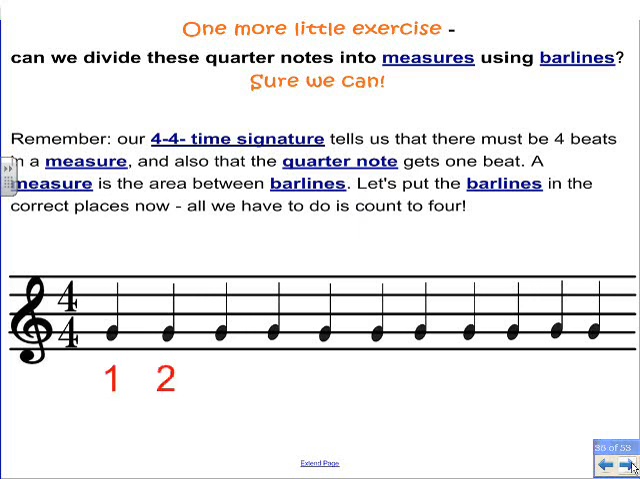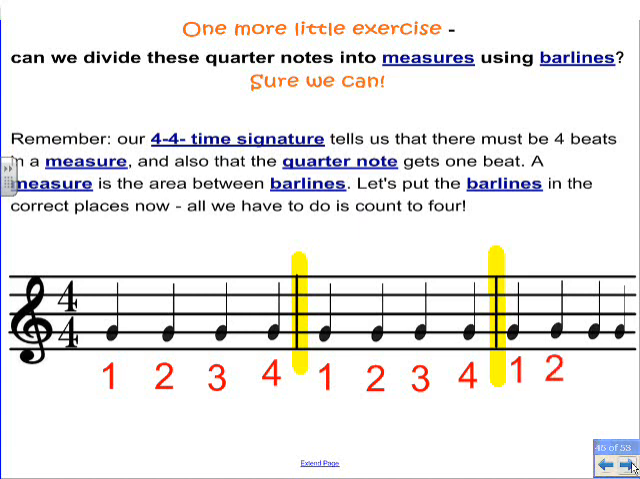1, 2, 3, 4, bar line. 1, 2, 3, 4, bar line. You got this. Let's keep going. 1, 2, 3, 4, bar line.